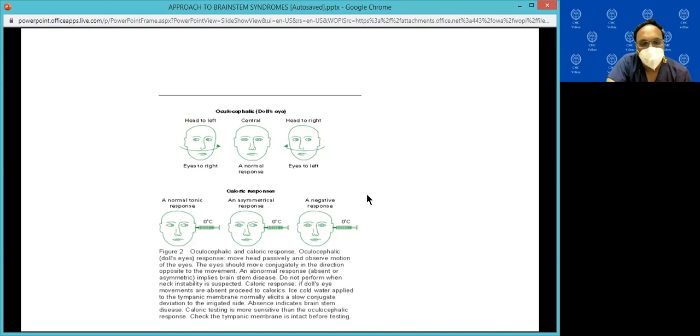So normally when you give cold water, there is a slow movement towards the ear where the cold water is infused. If the eye is not moving towards the cold water, it tells us that there is a brainstem dysfunction.